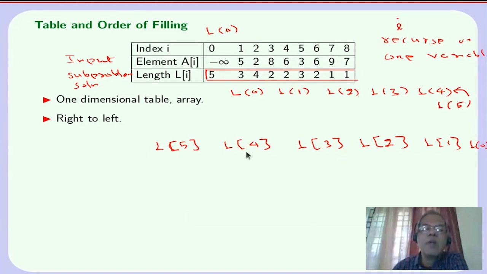L at 5, L at 4, L at 3. We may use all of them or only some of them. To solve the subproblem L at 1, whatever we need, L at 2, L at 3, L at 4, L at 5, they have already been solved. We may use only a subset of the subproblems. Okay. Therefore, this table will be filled from right to left.